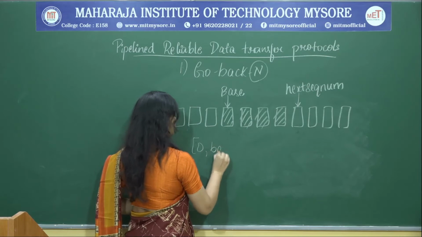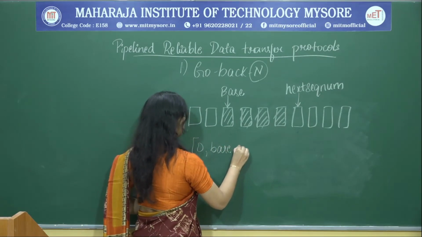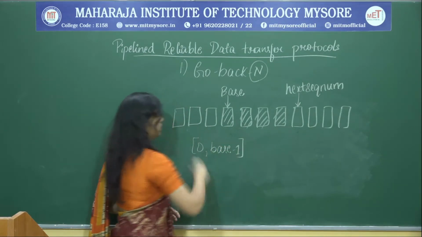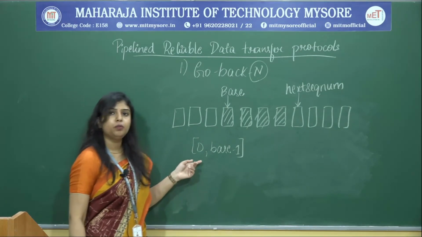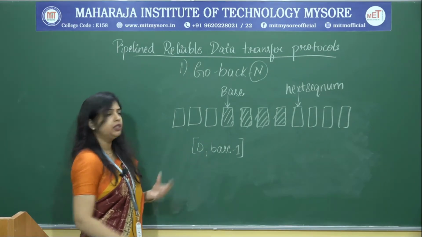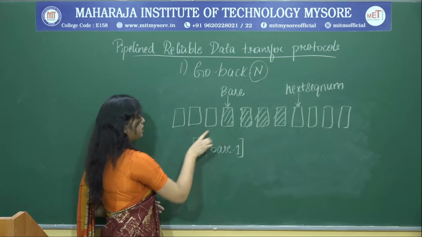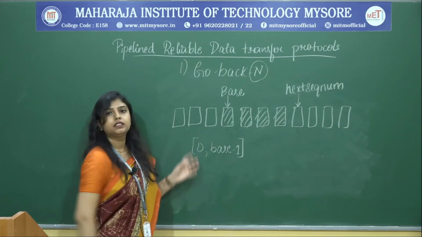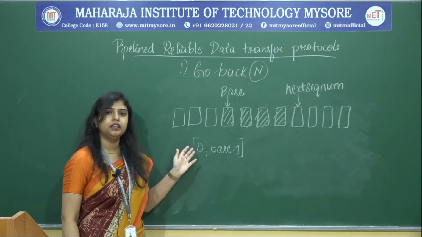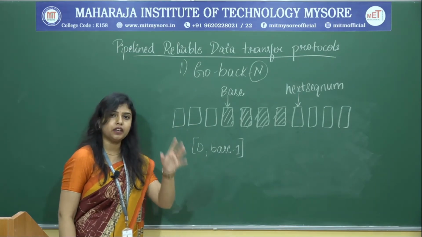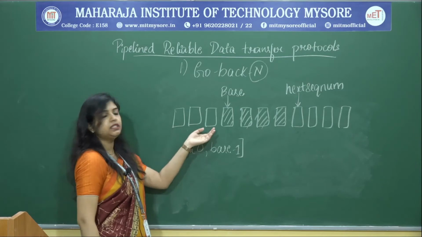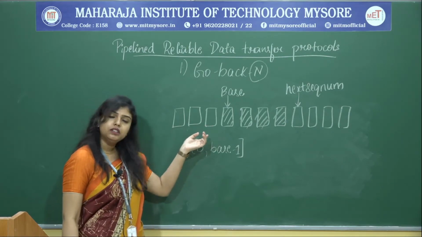The range 0 to base minus 1 will point to these three here. The packets from 0 to base minus 1 are those that have been sent from the sender and received by the receiver, and the acknowledgement for these packets has been received by the sender.